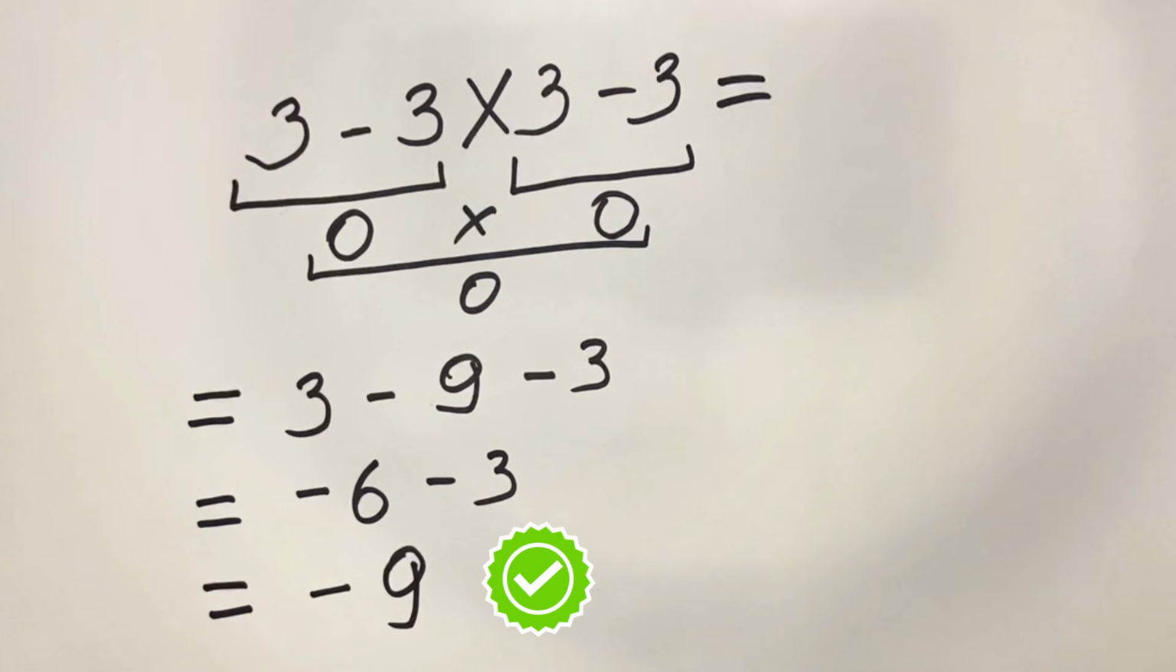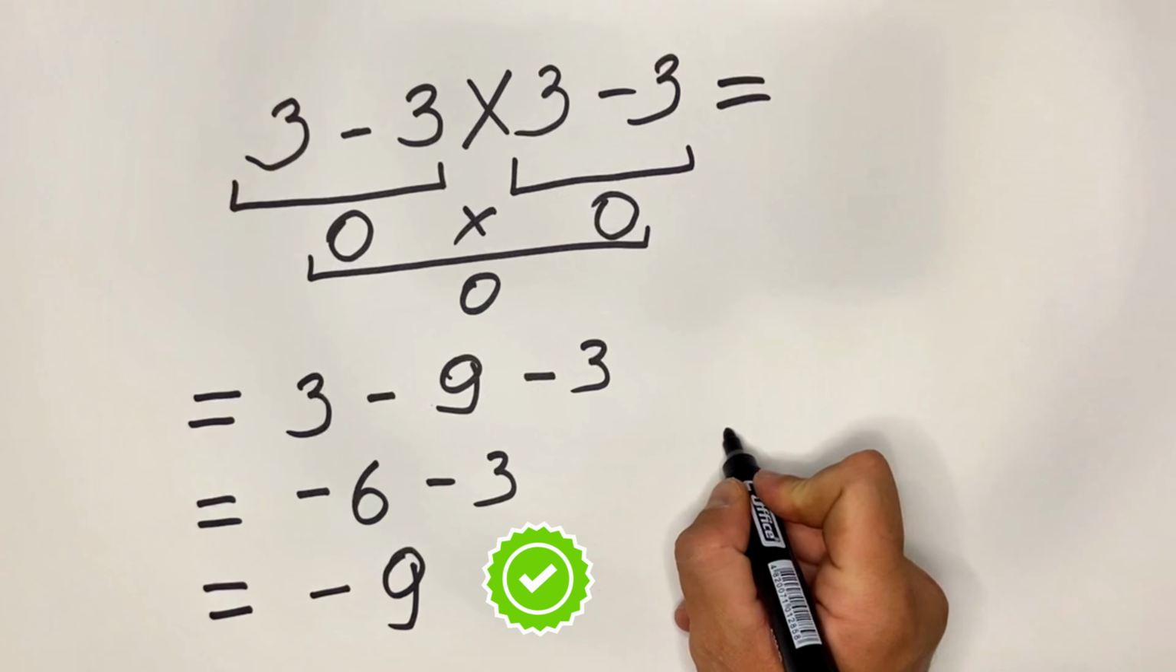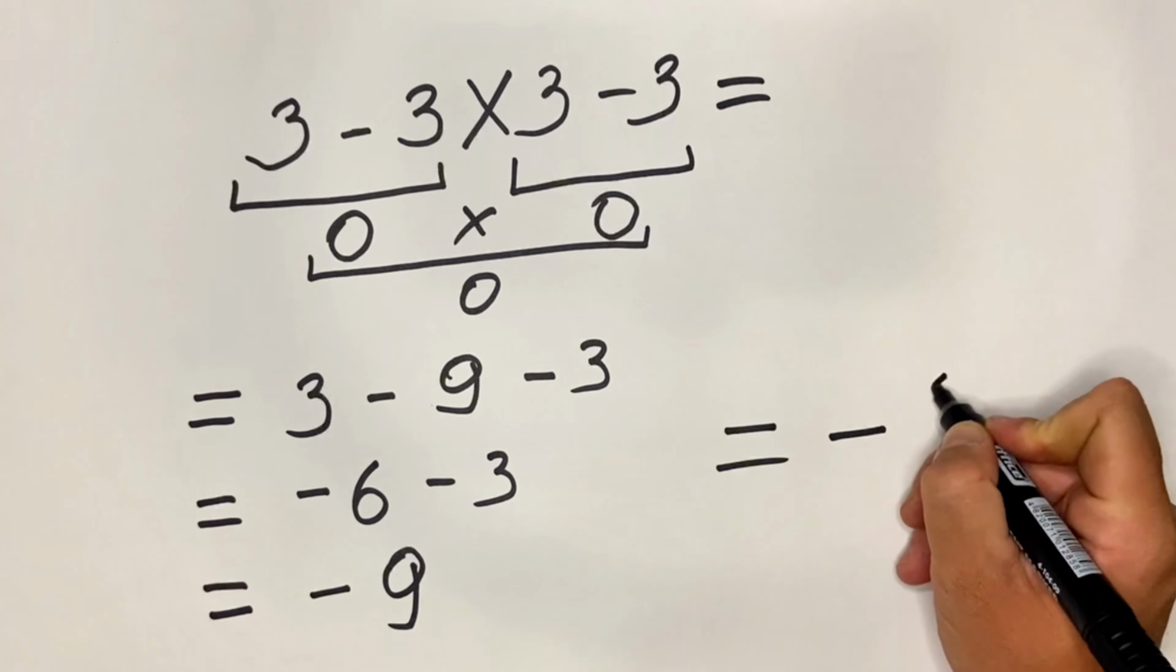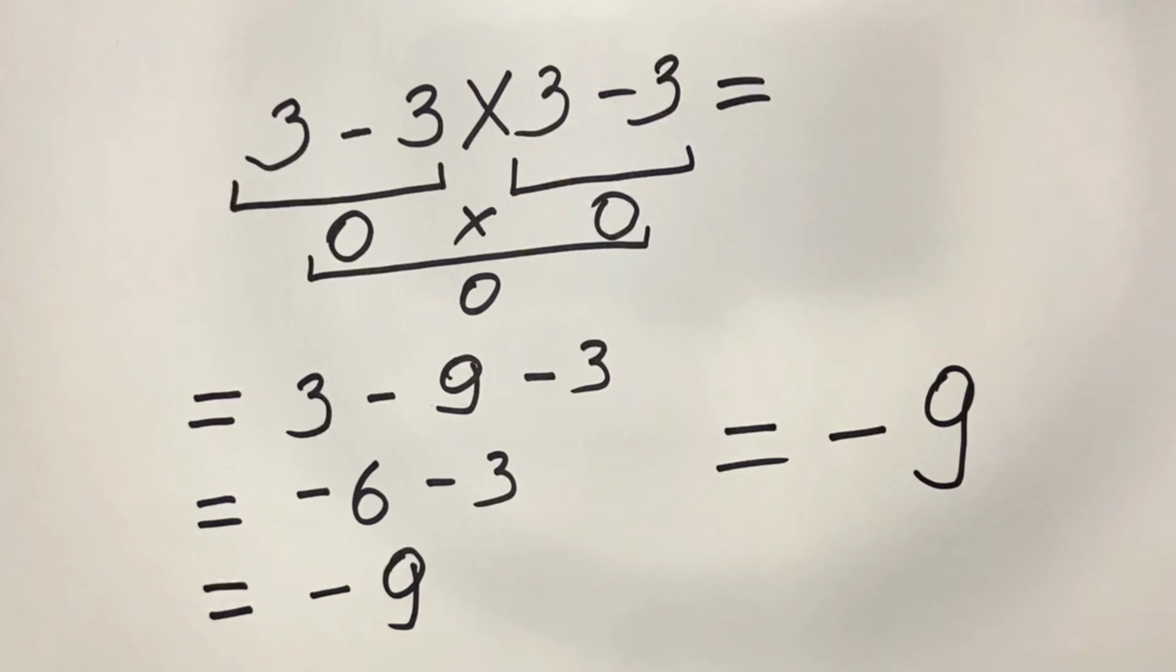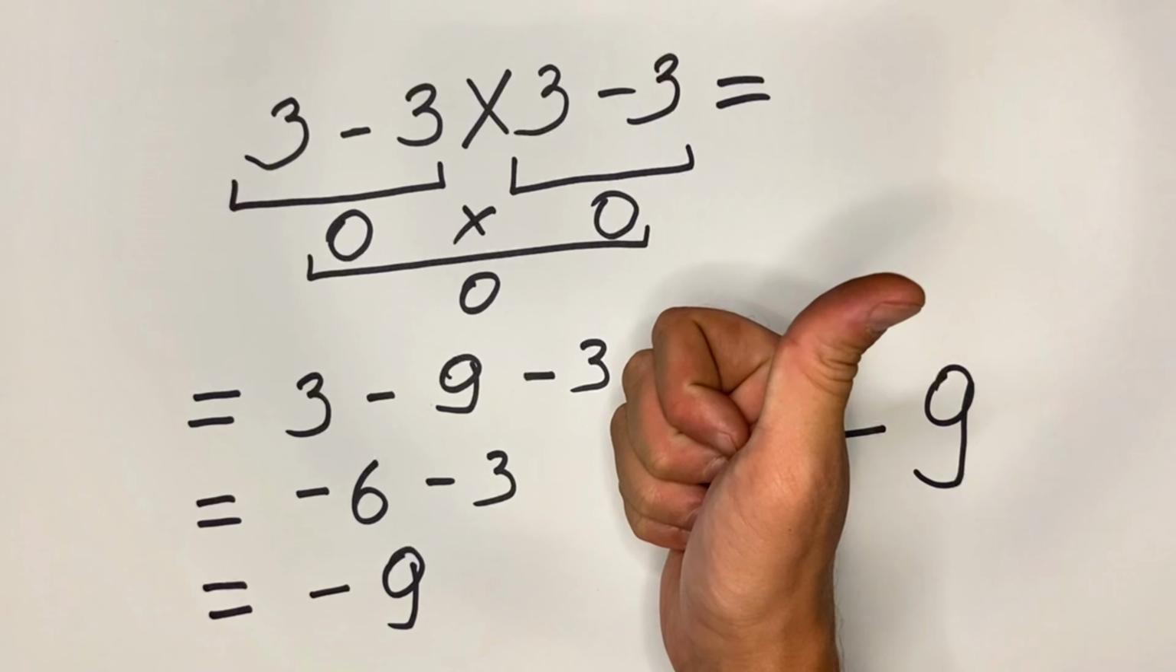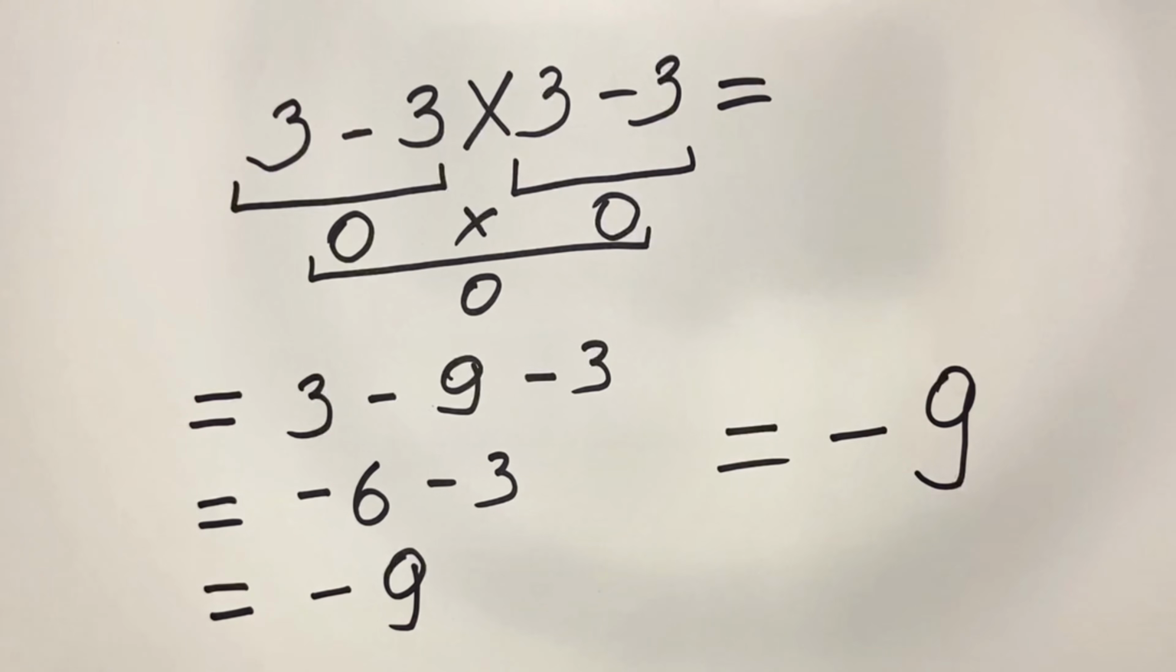Therefore, the correct solution is negative 9. The key principle here is respecting PEMDAS. The order of operations means multiplication must be completed before subtraction in mixed expressions.